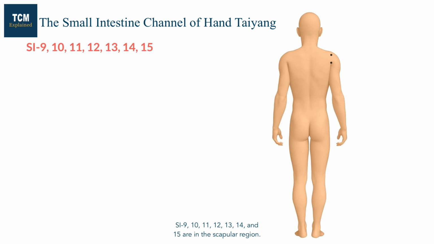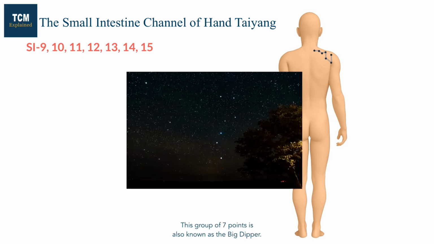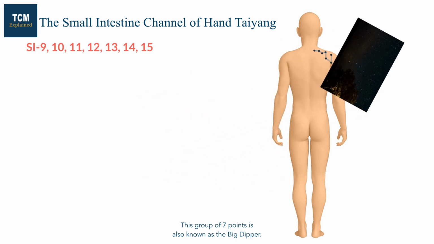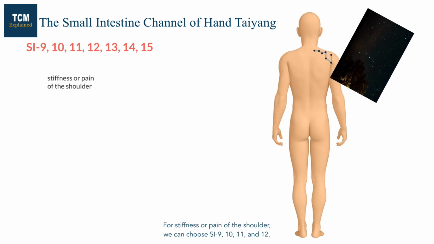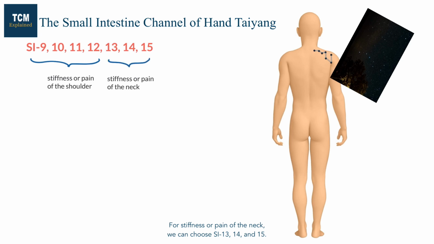SI9, 10, 11, 12, 13, 14, and 15 are in the scapular region. This group of 7 points is also known as the Big Dipper. For stiffness or pain of the shoulder, we can choose SI9, 10, 11, and 12. For stiffness or pain of the neck, we can choose SI13, 14, and 15.